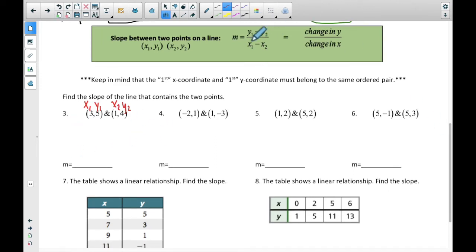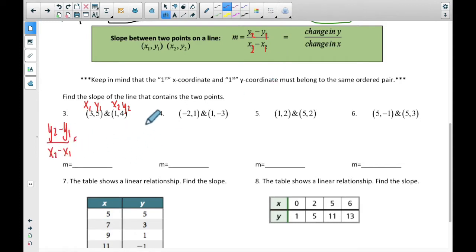Okay, I just noticed in this formula that whoever typed this up put y1 minus y2 and then x1 minus x2. It's normally written the other way, but either way works. So I'm going to go ahead and do it with y2 minus y1 over x2 minus x1. So let me rewrite the formula and then we'll work it out.